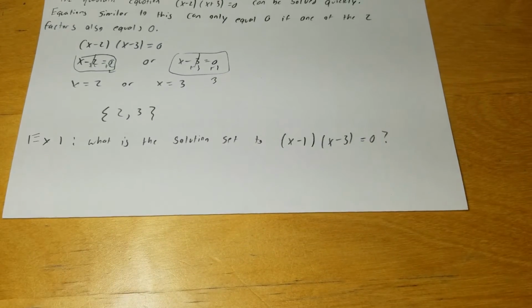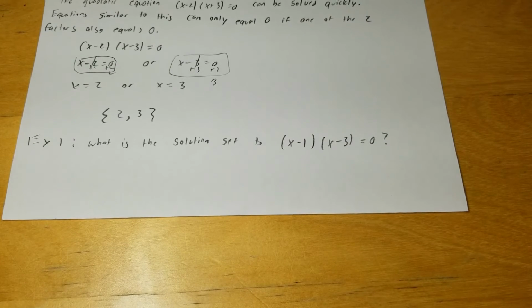What is the solution set to (x minus 1)(x minus 3) equals 0? And we'll try it out.